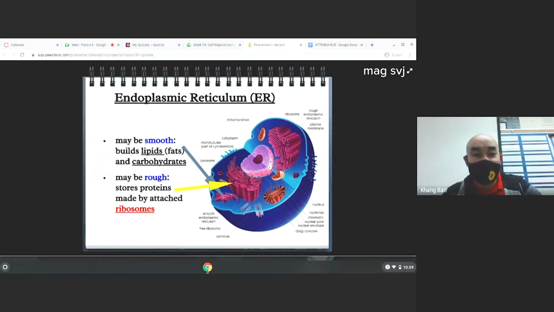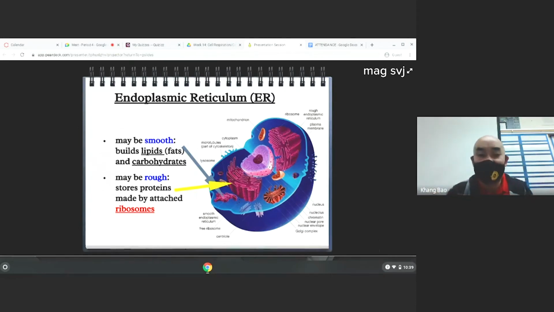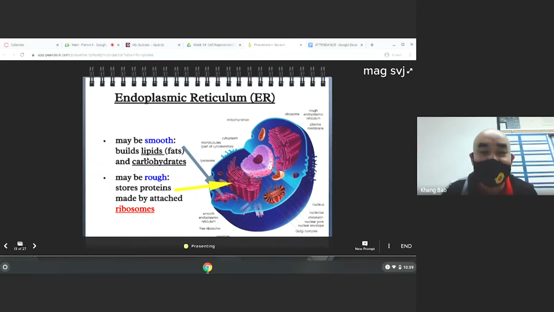No problem. So you have the smooth ER, right? The smooth ER is right here. You can see from the picture here. It's smooth because it looks smooth. It's not rough. And the smooth ER's job is to build lipids.